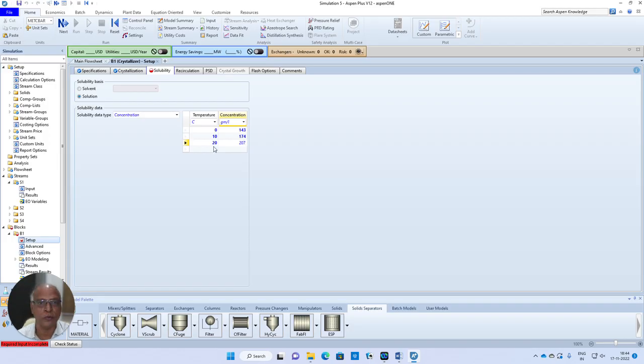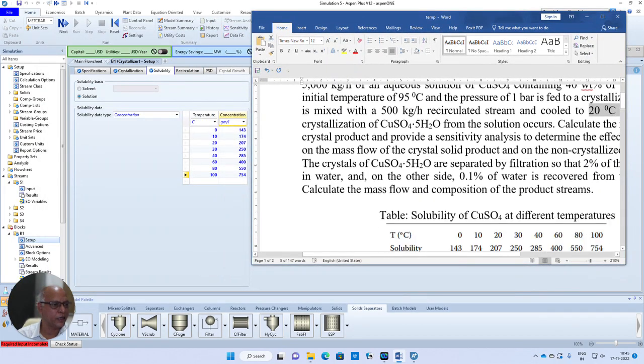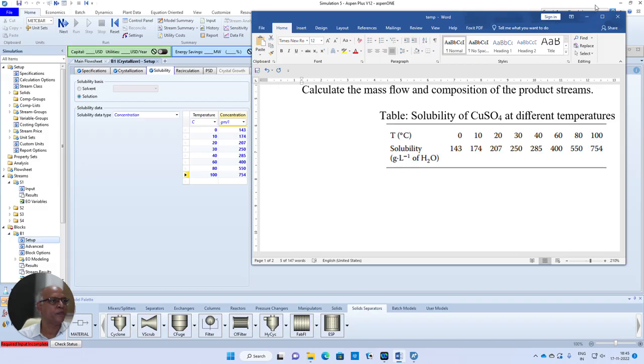I'm trying to enter the value. 30, 250, 40, 285, 60, 400, 80, 550, and 100, 754. So this was the data that is already given to us. Same data I have entered here.